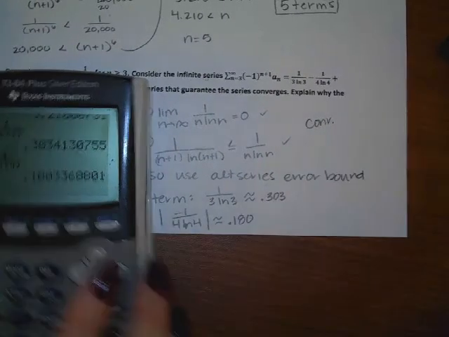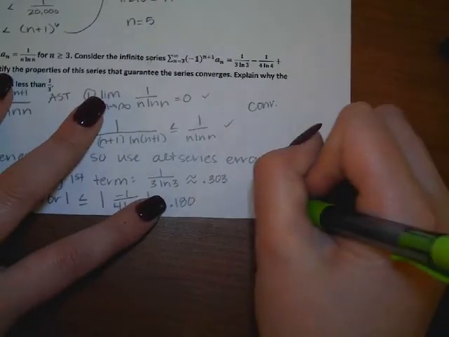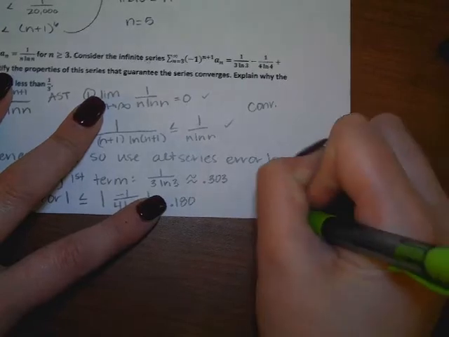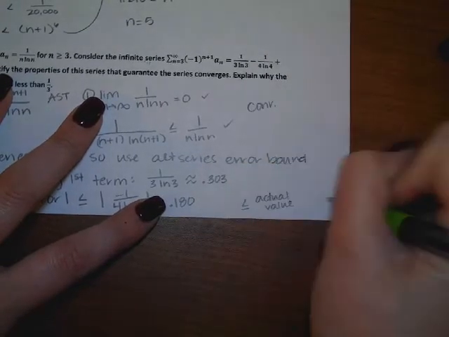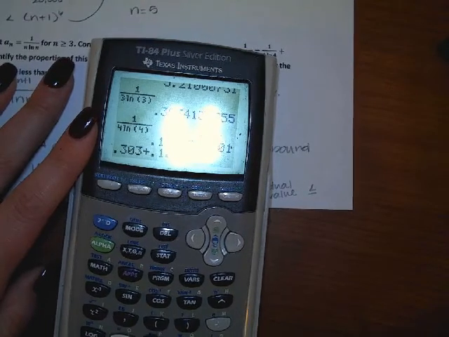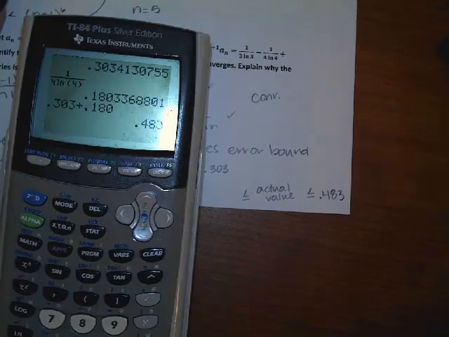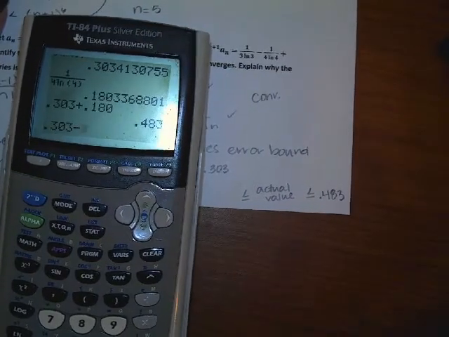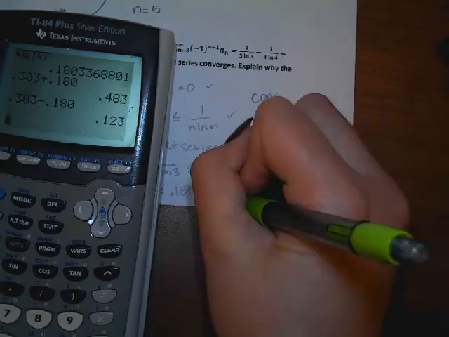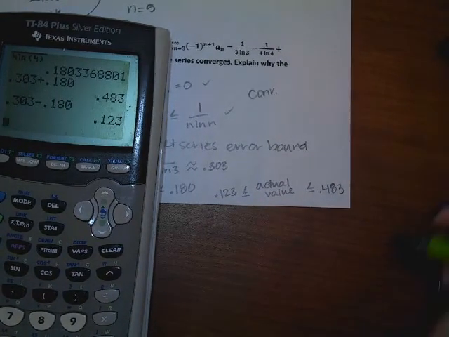Okay, so what we are saying then is that the actual value is somewhere between 0.303 plus 0.180 and 0.303 minus 0.180. Okay. Now, when you look at this, which is what I did, I was like, yeah, 1/3 is actually right in between those, so we didn't prove anything.